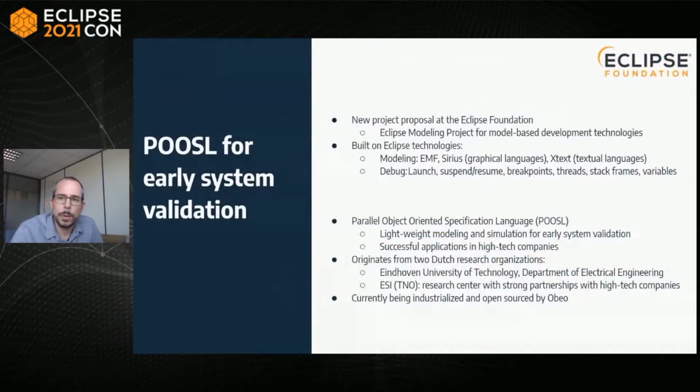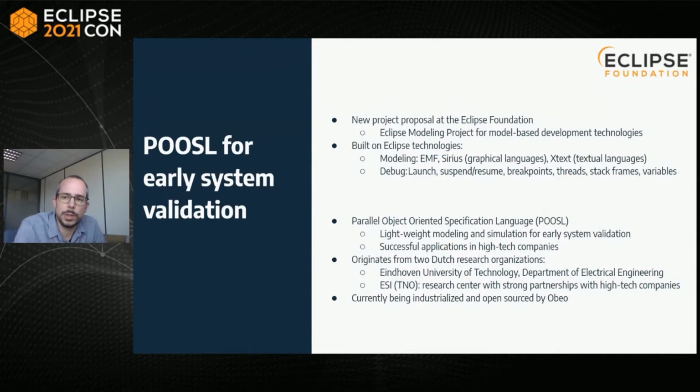POOSL, which stands for Parallel Object-Oriented Specification Language, is a new project proposal at the Eclipse Foundation. It offers a general-purpose method for describing and simulating systems architectures for the early evaluation of key structural and behavioral concepts, requirements, and performance. The POOSL tooling has been developed on top of several Eclipse technologies, modeling ones like EMF, Xtext, Sirius, and the Eclipse debug framework as well.